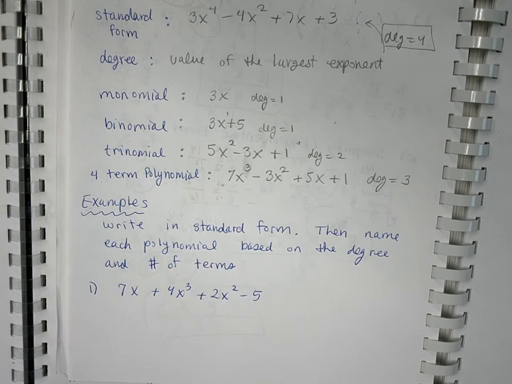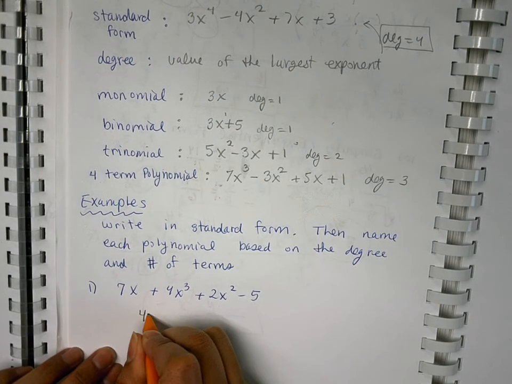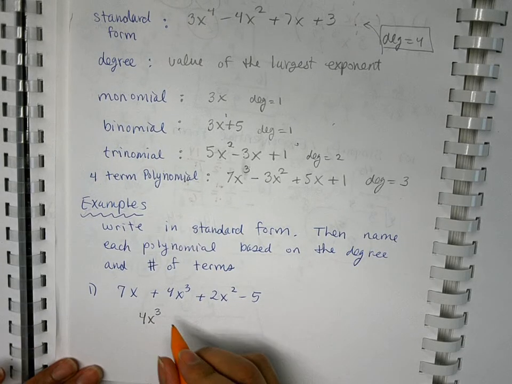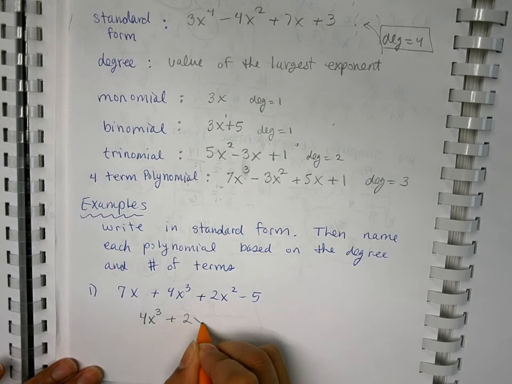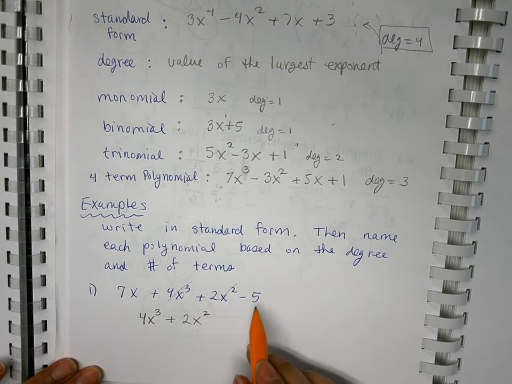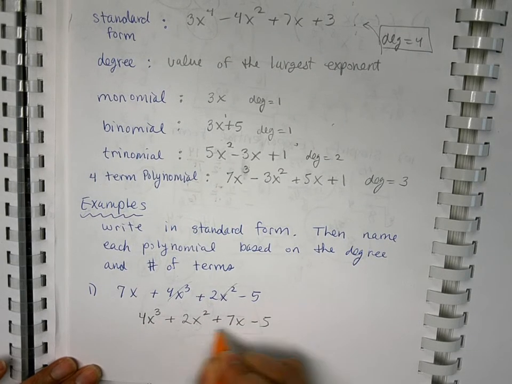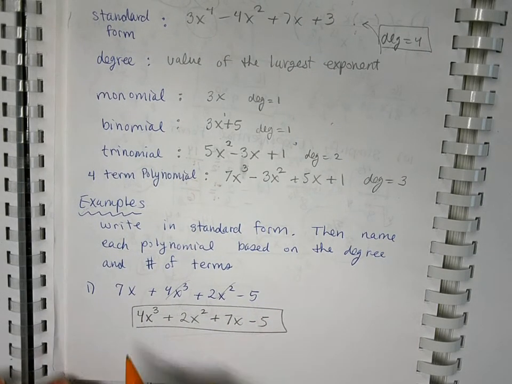What would come first? 4x cubed. I'll start you off. You continue. We ready? All right, 4x cubed plus what? 2x squared, that's gone. Minus 5 or plus 7x? Plus 7x. And then minus 5. All right, that's the first answer. That's the one in standard form.